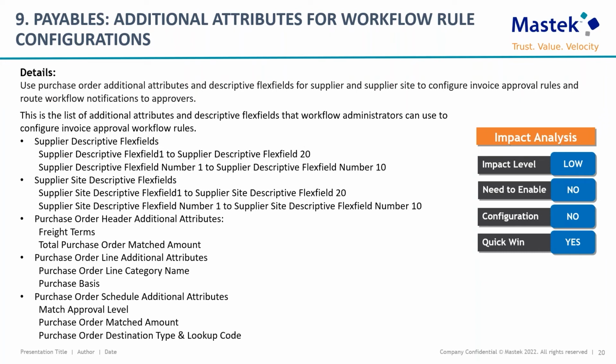So these include descriptive flex fields from supplier header level, supplier site level, and from purchase order header level, we have freight terms, total PO matched amount. From PO line, we have PO line category name, purchase basis, and from PO schedule additional attributes, we have match approval level, PO matched amount, PO destination type, and lookup code as well.